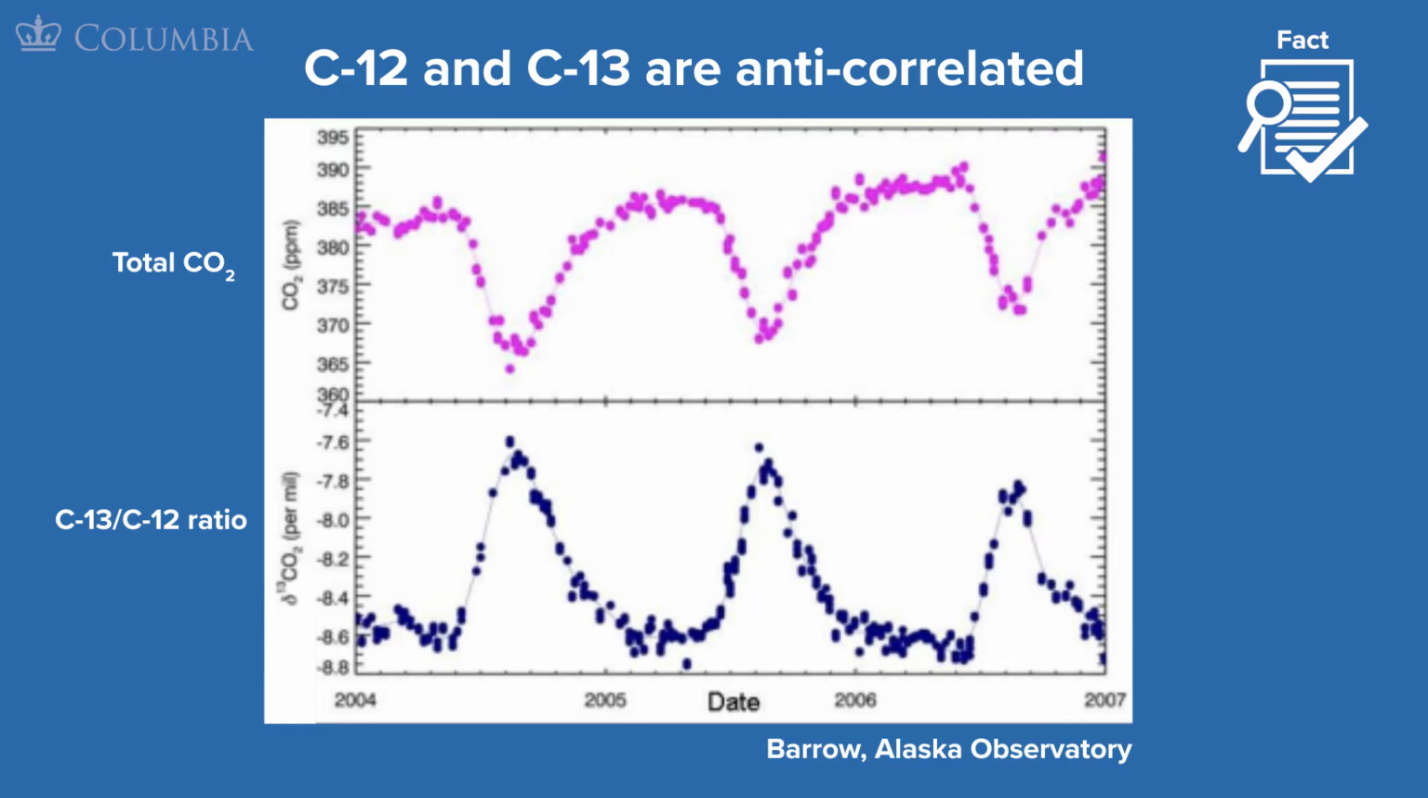Look on the bottom of the plot, and you see the C13 to C12 ratio in the air does exactly the opposite. As the carbon dioxide is drawn out of the air during the growing season, the C13 to C12 ratio rises. As the CO2 is released back to the atmosphere in the dead season, then the C13 to C12 ratio falls. Why should this be? Well, it turns out plants discriminate against carbon-13.